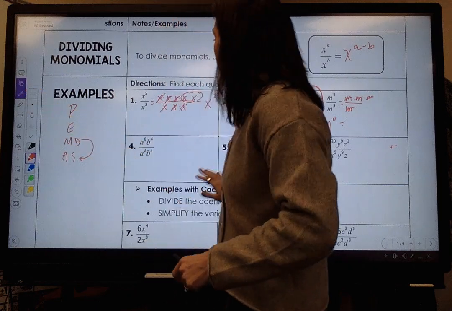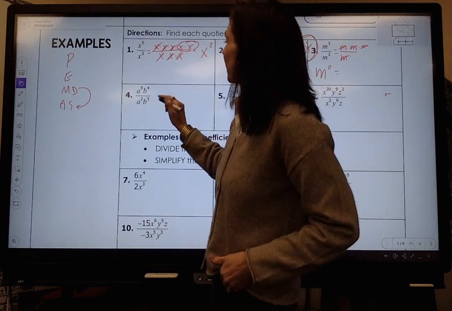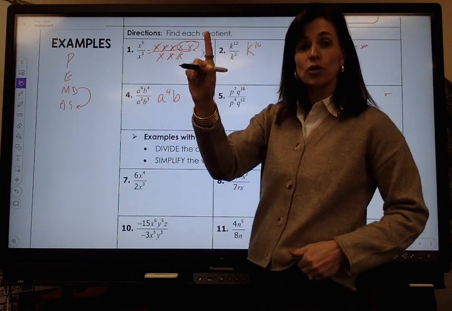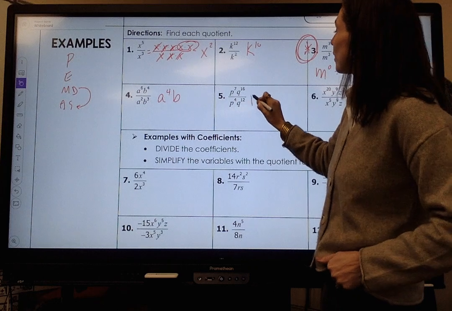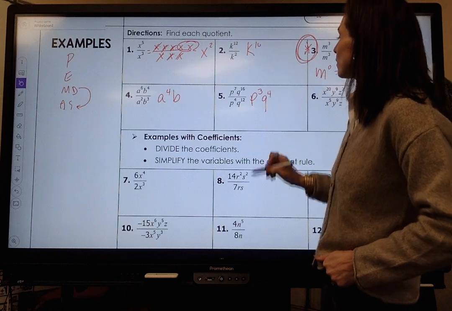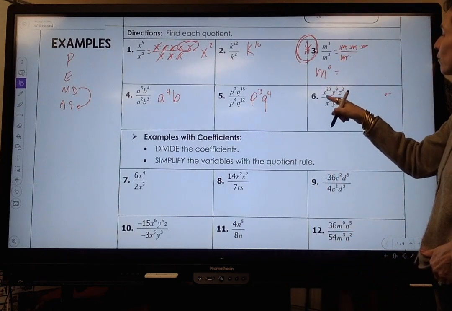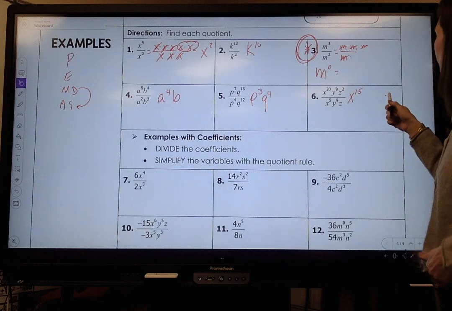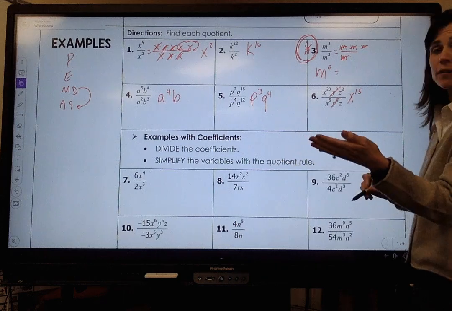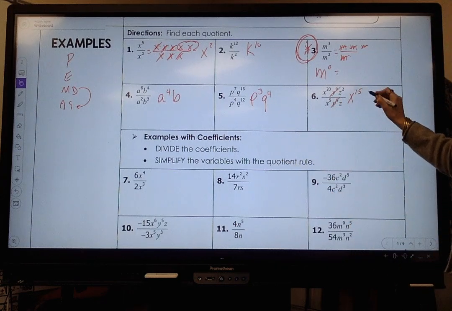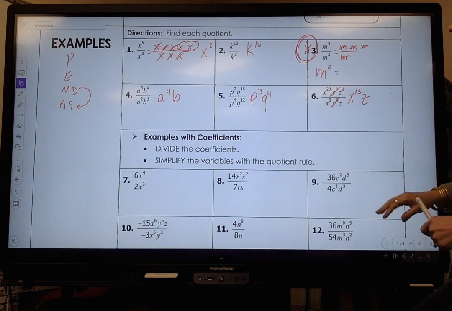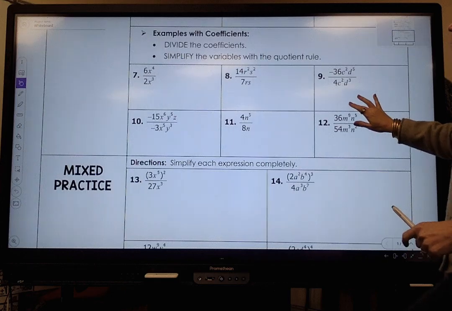If I look at number 4, if I subtract my a's, 6 minus 2 is a to the 4th, and I get b to the 1st, 4 minus 3 is b to the 3rd, which is just 1, so I'm going to keep it like that. Here I would have p to the 3rd, 7 minus 4 is 3, and 16 minus 12 is q to the 4th. Over here, I have 20 minus 5, and I get x to the 15th. Here, 9 minus 9 is 0, which just means they cancel out. Anything divided by itself cancels out, becomes 1. And then here, z to the 2 minus 1 is z to the 1st, but I just keep it as z.